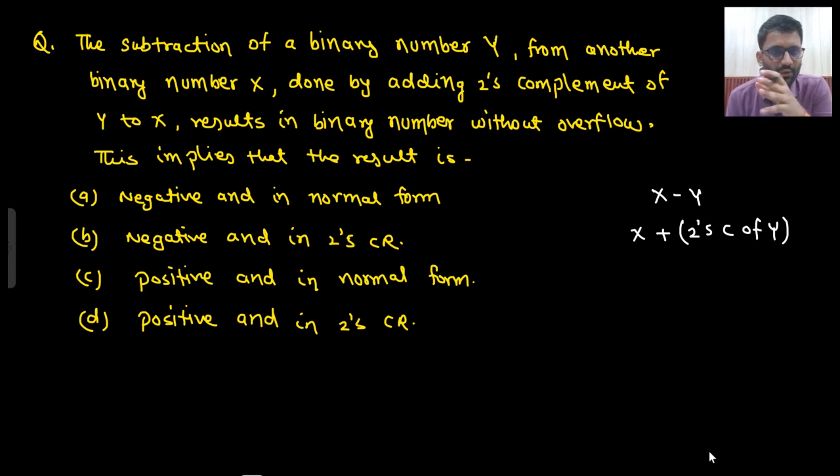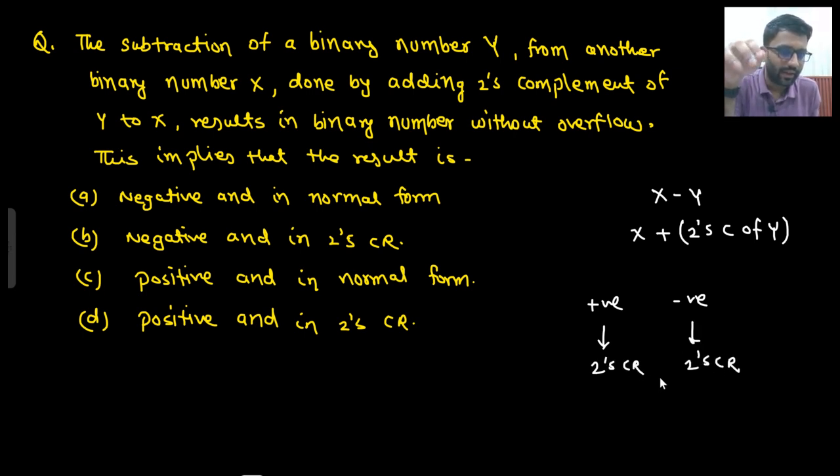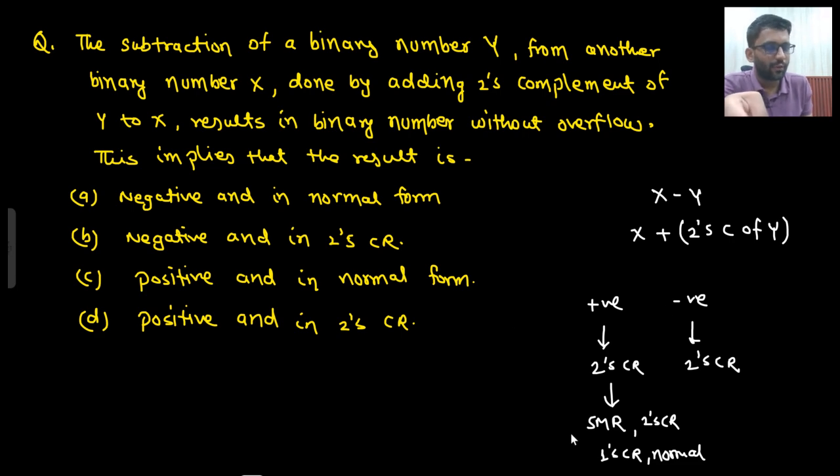If there is no overflow, that means a normal condition is there. So if a normal condition is there, then what could be the case? The answer could be negative or positive. Both answers will be in 2's complement representation only. If the answer is in 2's complement representation, then you can say it is in SMR, sign magnitude representation, or 2's complement form, or 1's complement representation as well, or in normal form as well. All the forms will be the same for a positive answer.